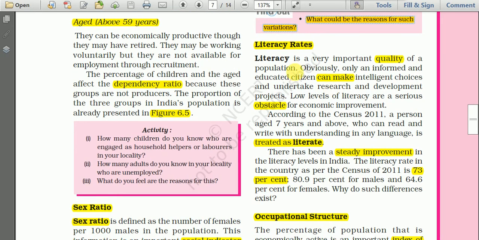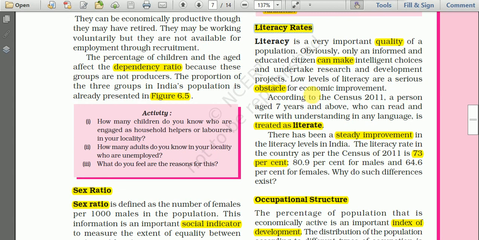Next we have literacy rates. Literacy is a very important quality of population. Literacy rate tells the quality of population, and we know that only an informed and educated citizen can make intelligent choices and undertake research and development projects. Only an educated citizen can undertake research and development projects. Only an educated citizen can make intelligent choices.